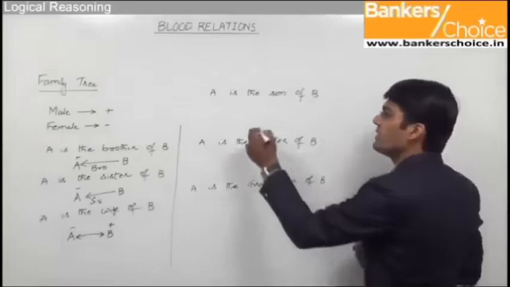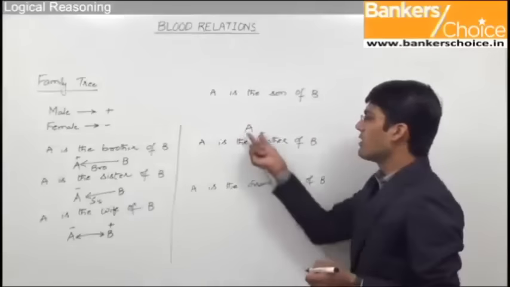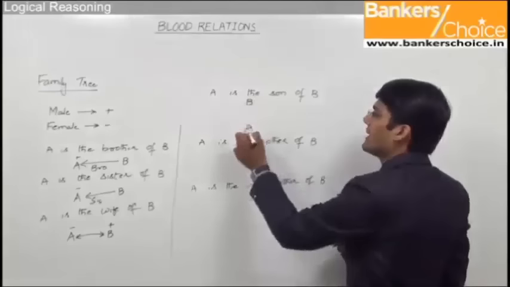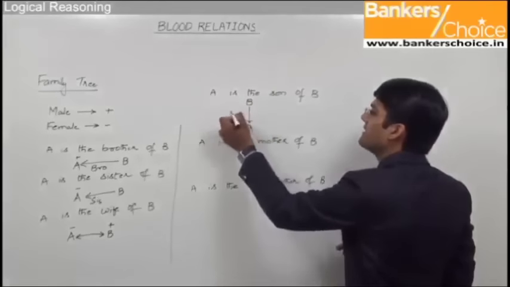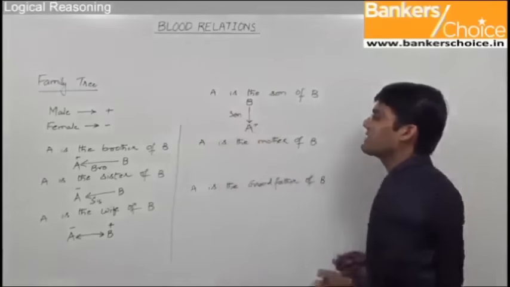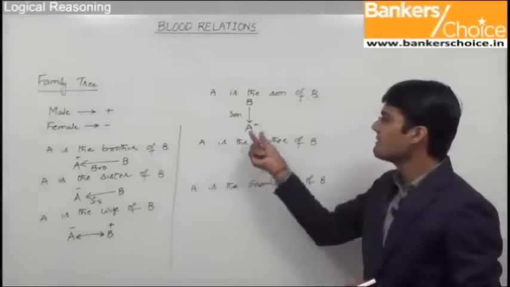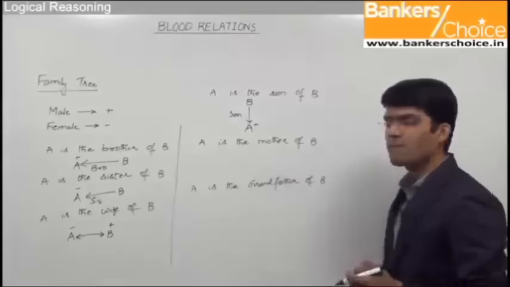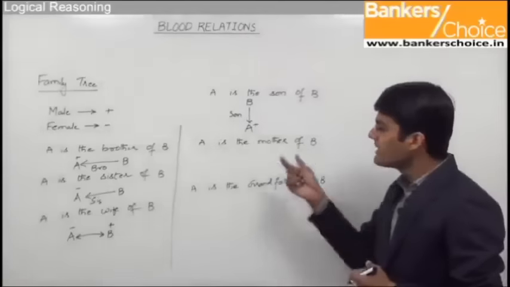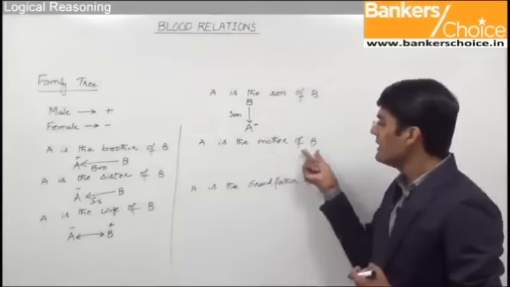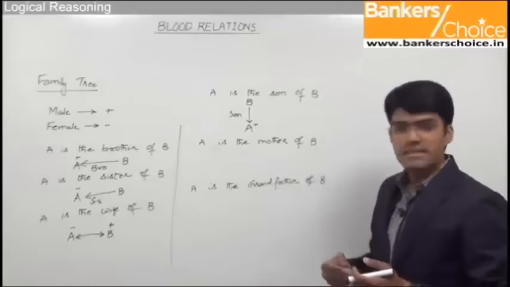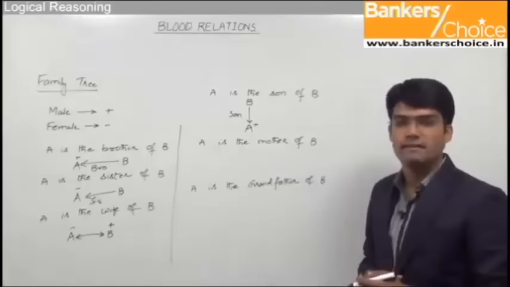So always show A at the bottom because he belongs to the next generation and B on top, and we can say that B's son is A, and we can put a plus sign here which means A is a male person. Let's take the next one, that is A is the mother of B. Even in this case we can see that A and B have a generation gap of 1. So these two persons must be shown on different levels.